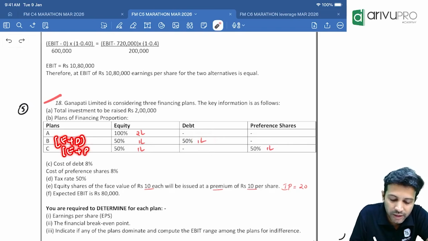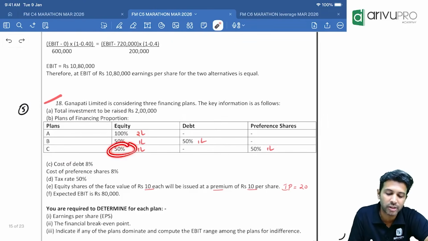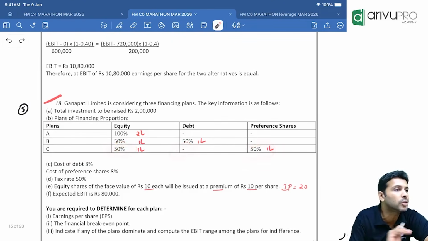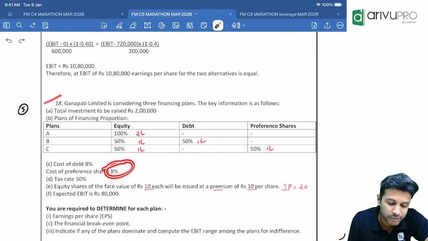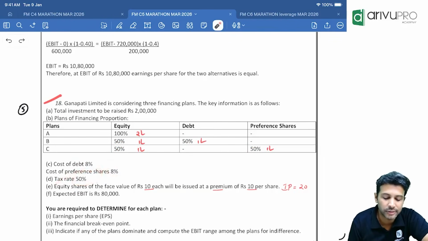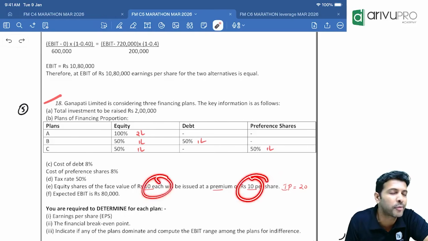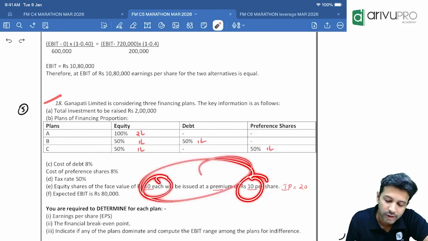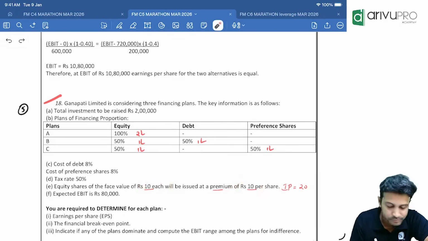The third one is equity plus preference shares. 50% of the money comes through equity, no debt, and 50% through preference shares. Cost of debt is 8%, preference shares 8%, tax rate 50%. Equity shares of face value 10 will be issued at a premium of 10. Face value is 10 and the premium is 10, so what is the issue price? 10 plus 10, which is 20.